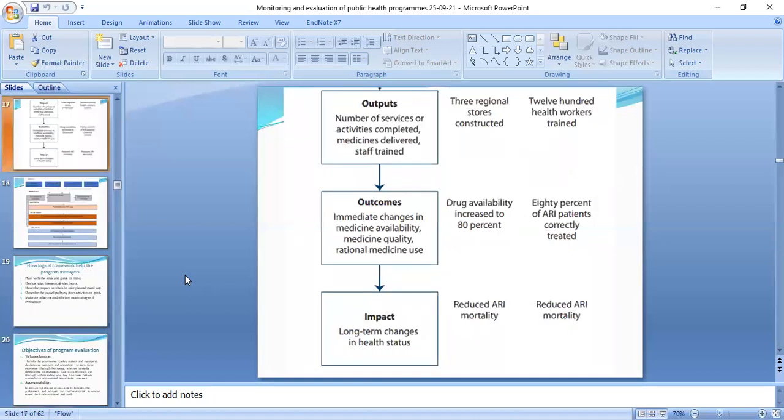The next level is outcome. In this, immediate changes in medicine availability, medicine quality, and rational medicine use. The example is that drug availability is increased to 80% and 80% of acute respiratory infection patients are correctly treated. The last step is impact or the goal, which are the long-term changes in health status. The goal that is achieved, or the impact, is reduced acute respiratory infection mortality.